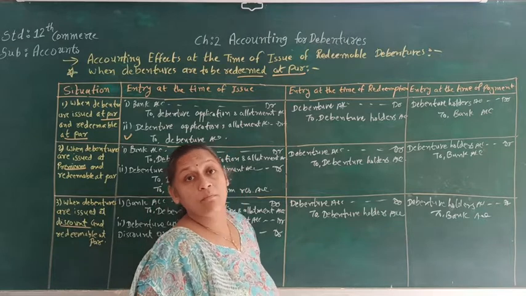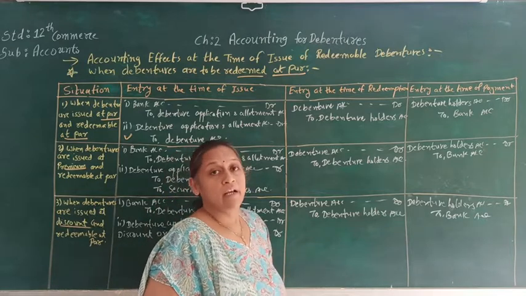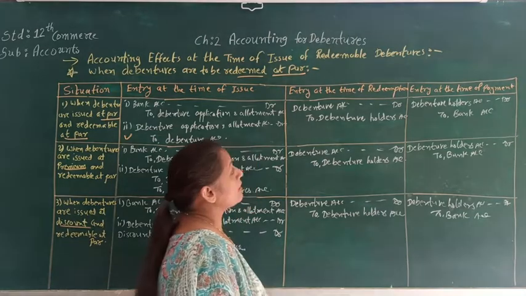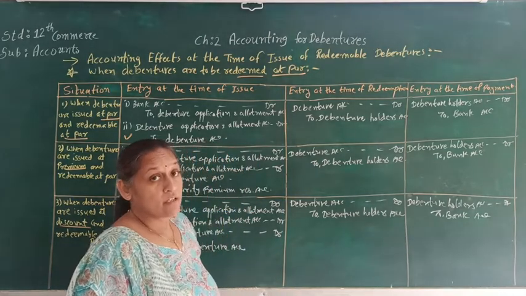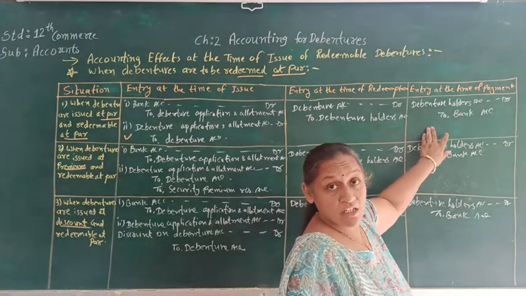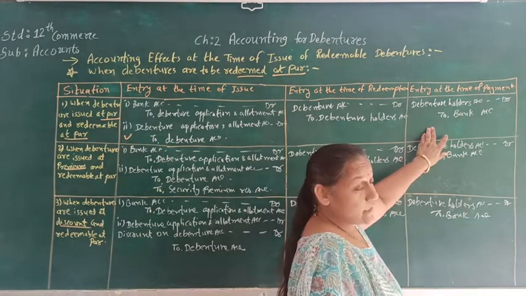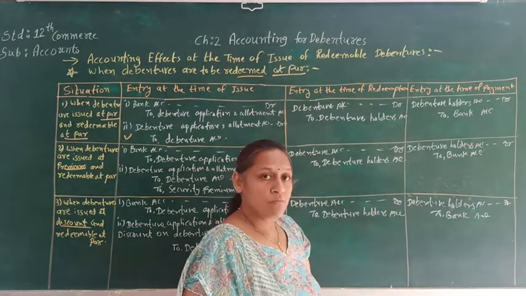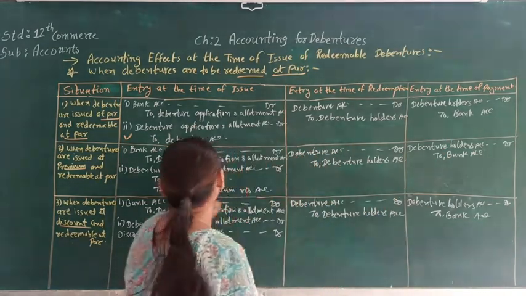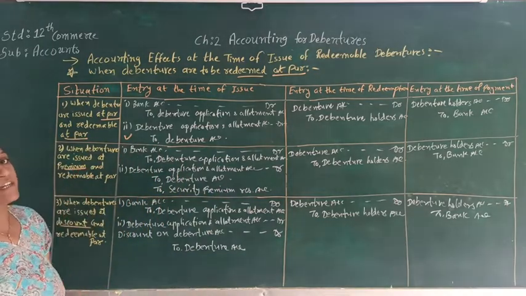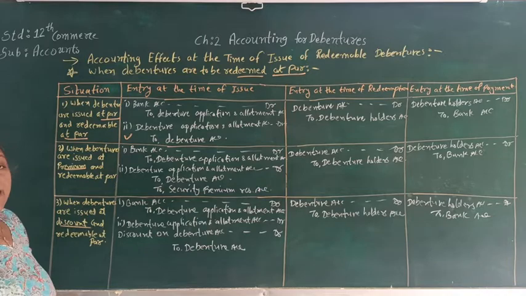So when the time is due and we have to redeem that debenture, that time the journal entry will be: debenture account debit to debenture holder account. And when we are paying the same to the debenture holder, the journal entry will be: debenture holder account debit to bank account. The next situation is where the debentures are issued at premium and redeemable at par.